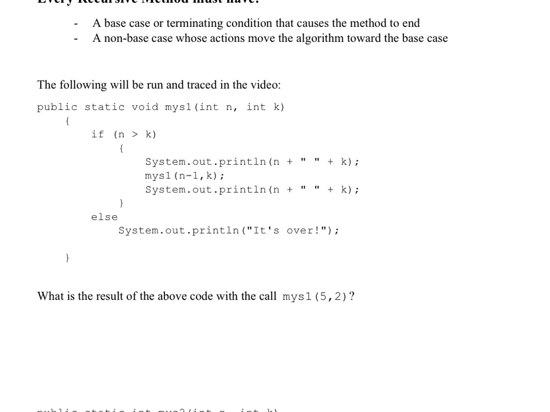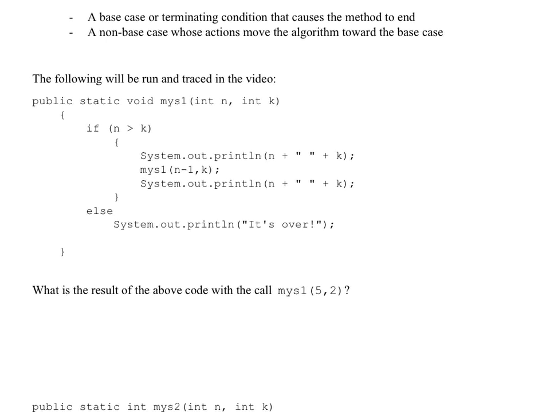Okay. So the way that this works, when I call mystery 5, 2, I'm just going to call it M for simplicity's sake. It comes here, and it puts a 5 here, a 2 here. And it checks the condition. Is 5 greater than 2? Yes. So it comes in and does this line.